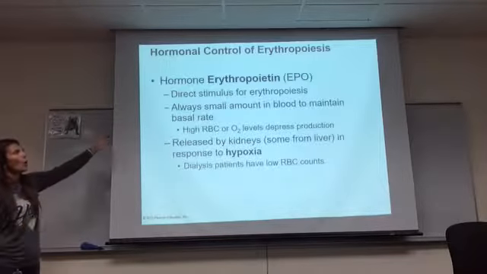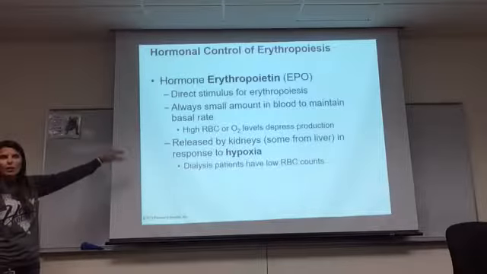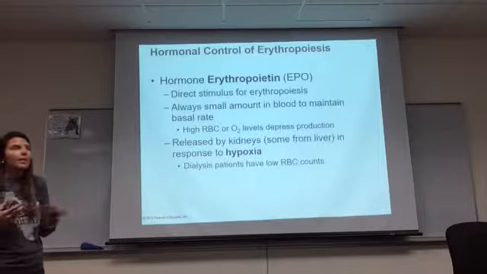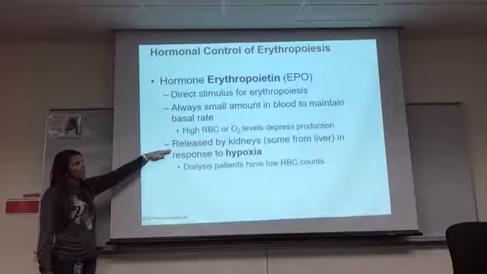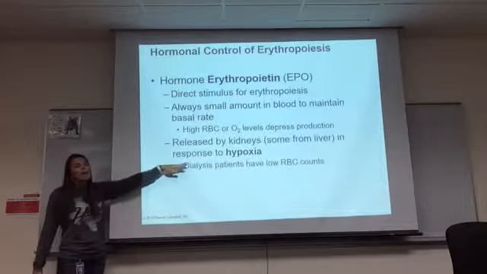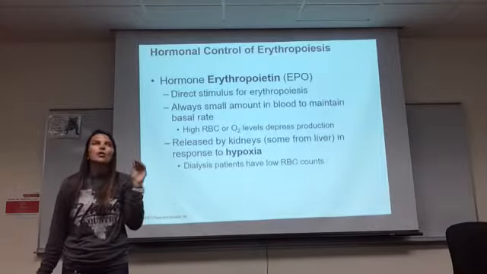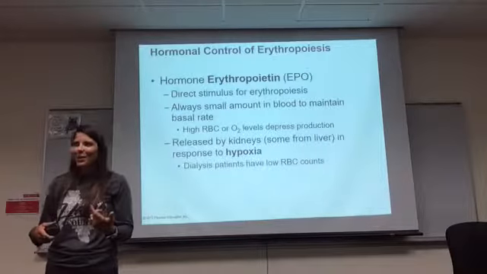Okay? So we should always have small levels of EPO in our blood, meaning that we're constantly telling ourselves to make red blood cells because we're constantly breaking them down, and that's helping us to maintain homeostasis. It is released by the kidneys, and in extreme cases it could also be released by the liver in response to hypoxia. So if your oxygen levels get really low, not just for a quick second, like if you hold your breath, it doesn't immediately cause you to make new red blood cells.